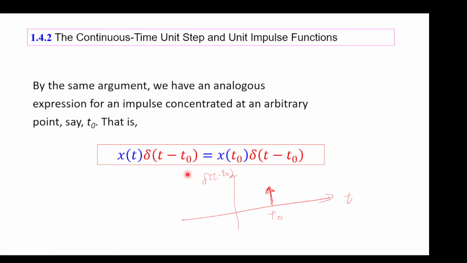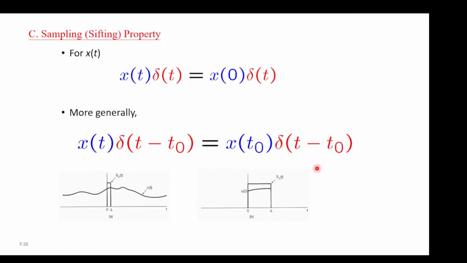And when you multiply any function x of t with delta of t minus t0, then the function value at t0 will get picked up, and you have delta of t minus t0 here. Okay? So in summary, those are the shifting properties for continuous time functions. x of t times delta of t equals x of 0 delta of t. And x of t times delta of t minus t0 equals x of t0 got picked up, times this delta of t minus t0. Okay, question.